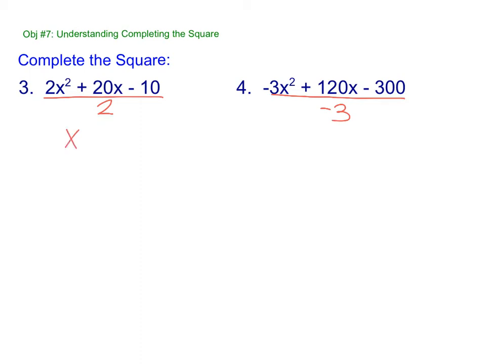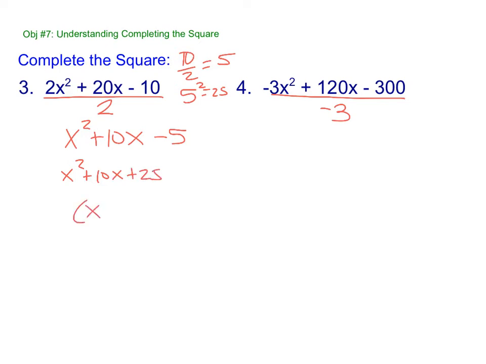When I divide, I get x squared plus 10x minus 5. And then same process as before. 10 divided by 2 is 5. 5 squared is 25. So x squared plus 10x plus 25, which gives me that binomial squared. Now I added 25 in the problem, so then we subtract it and combine it with that outside number. Put those together, we get negative 30.